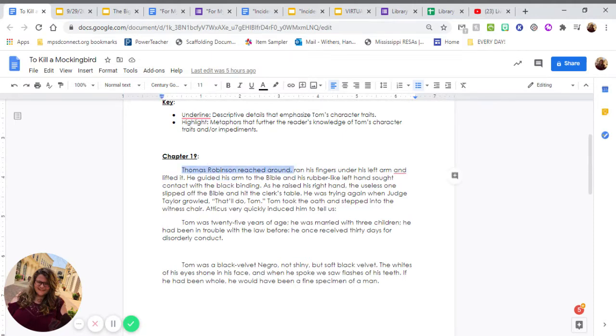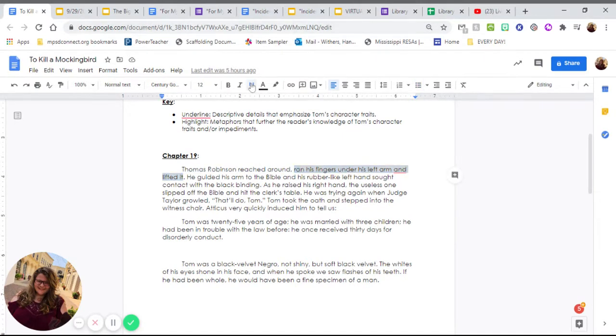This right here is an action, and it's telling us a little bit about Tom. He has to physically move his arm. He takes his right arm and he moves his left. That's the only way he can move it.